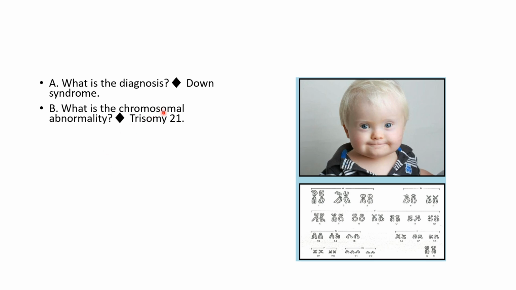Okay. So let's look now at the case study answer. So this was our station, and the first question is, what is the diagnosis? Down syndrome. What is the chromosomal abnormality? It is trisomy 21. What is it associated with, as a risk factor? It's associated with increased maternal age.